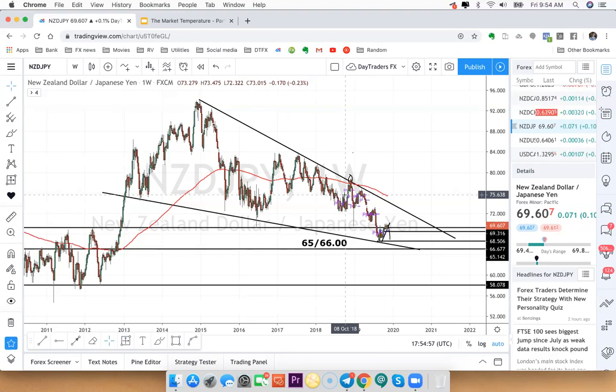But from there, I think there's, on the very, very low end, a 500 to 1,000 pip trading opportunity higher on New Zealand yen. Does that make sense? You guys with me on that? Can you see the logic and everything that we're looking for?